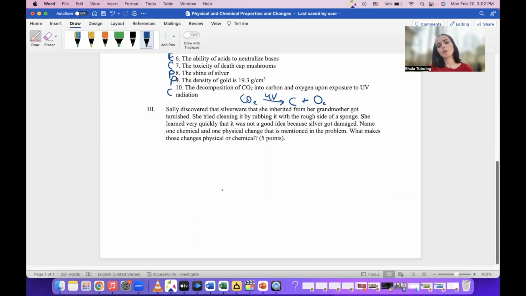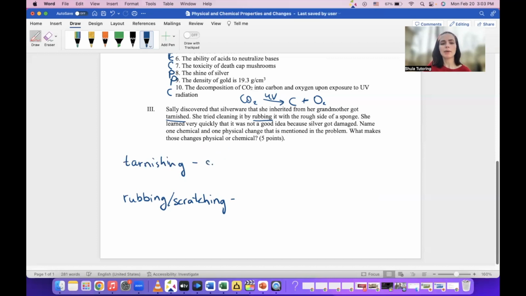So we have a few things that happen here to silver. This is the only substance that is mentioned in the problem, so obviously it has to do with silver. First of all, we're told that silver got tarnished and then Sally was rubbing it. So two things happened here: tarnishing and then rubbing, or scratching. Doesn't matter which way you phrase it. So one of them is a physical change, the other is a chemical change.